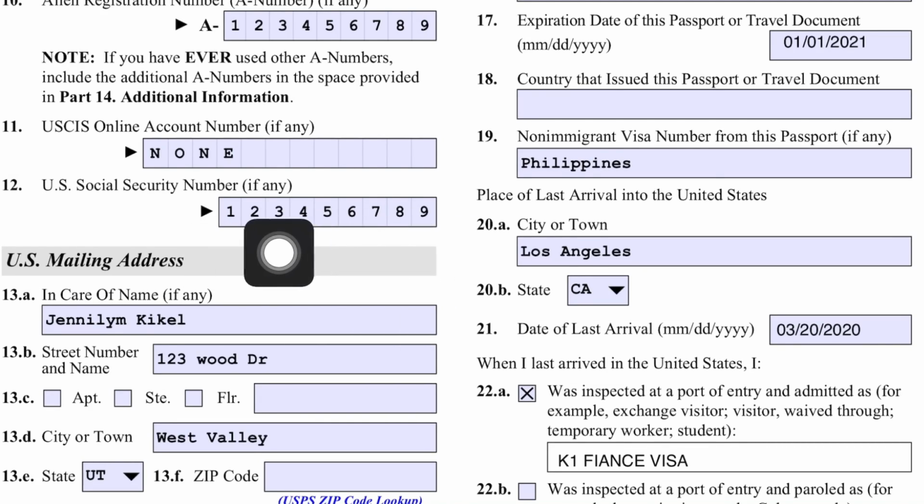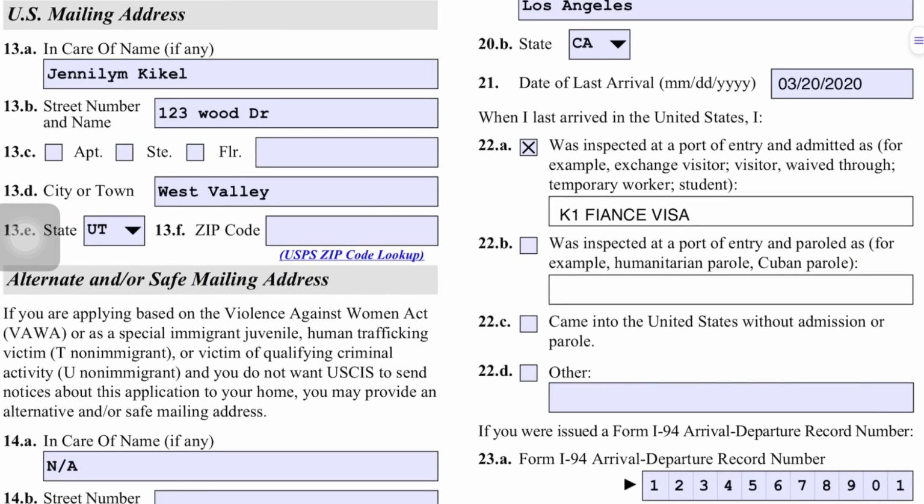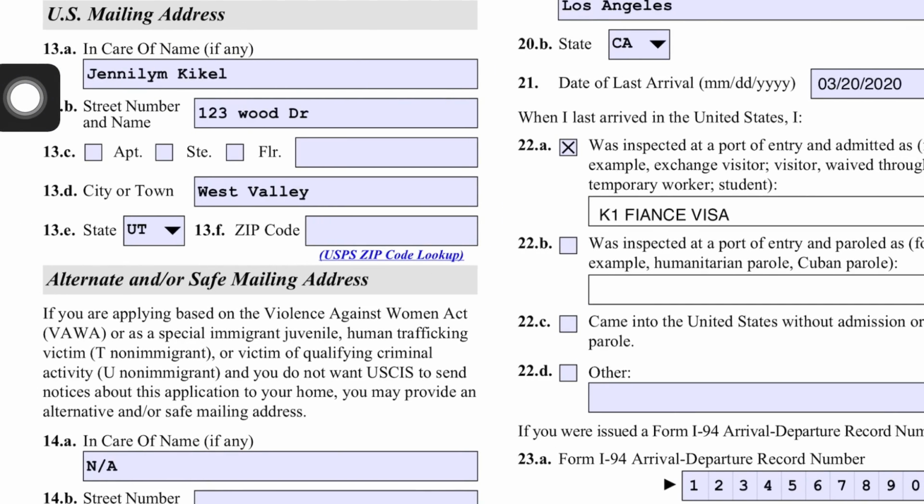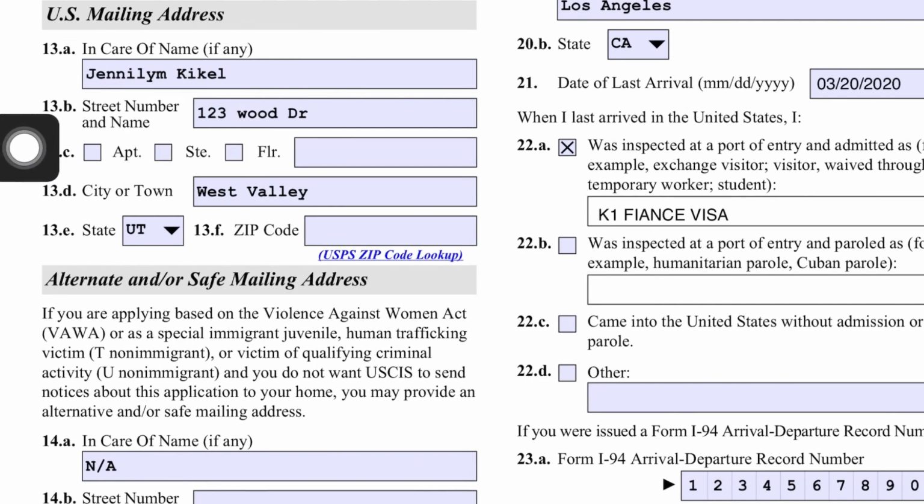If not, there is a form that you can apply for with the USCIS along with this adjustment of status. So the next one is your US mailing address. So in care of name, my name, Jeneline Kiko.